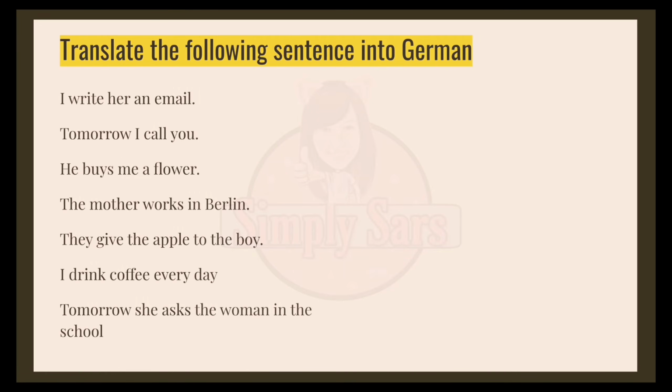I write her an email. Tomorrow I call you. He buys me a flower. The mother works in Berlin. They give the apple to the boy. I drink coffee every day. Tomorrow she asked the woman in the school.